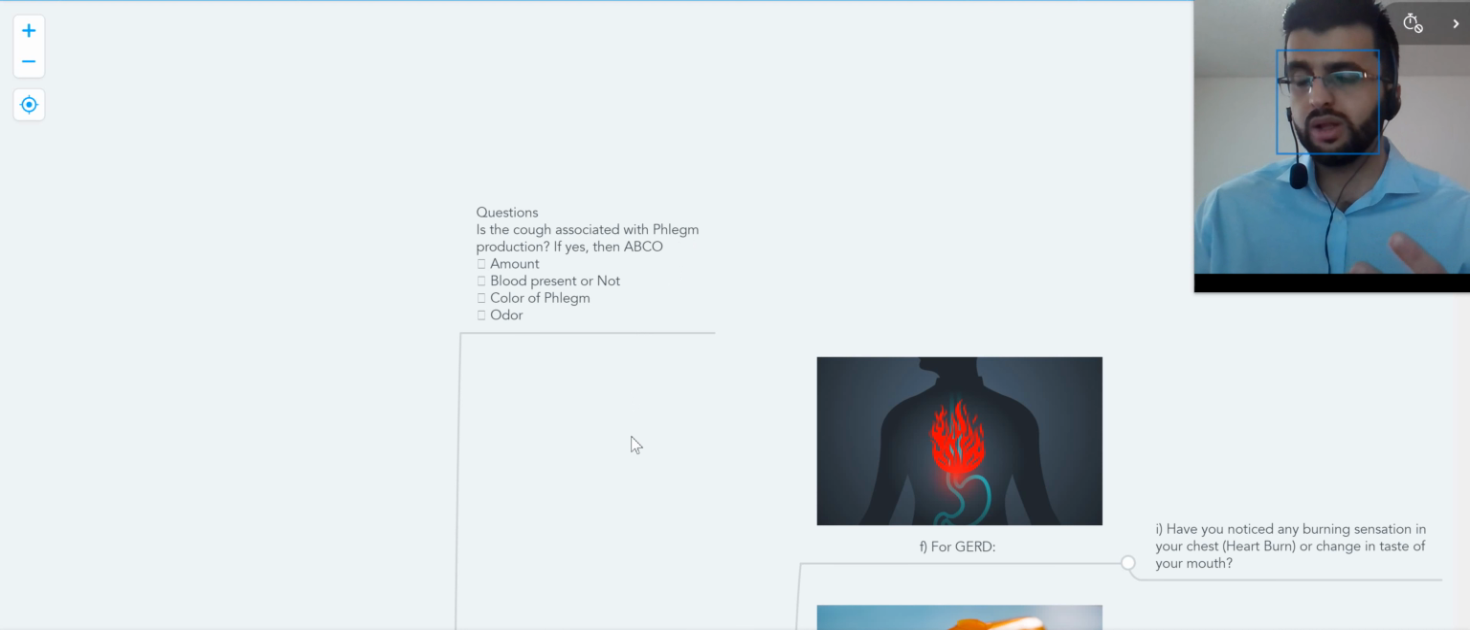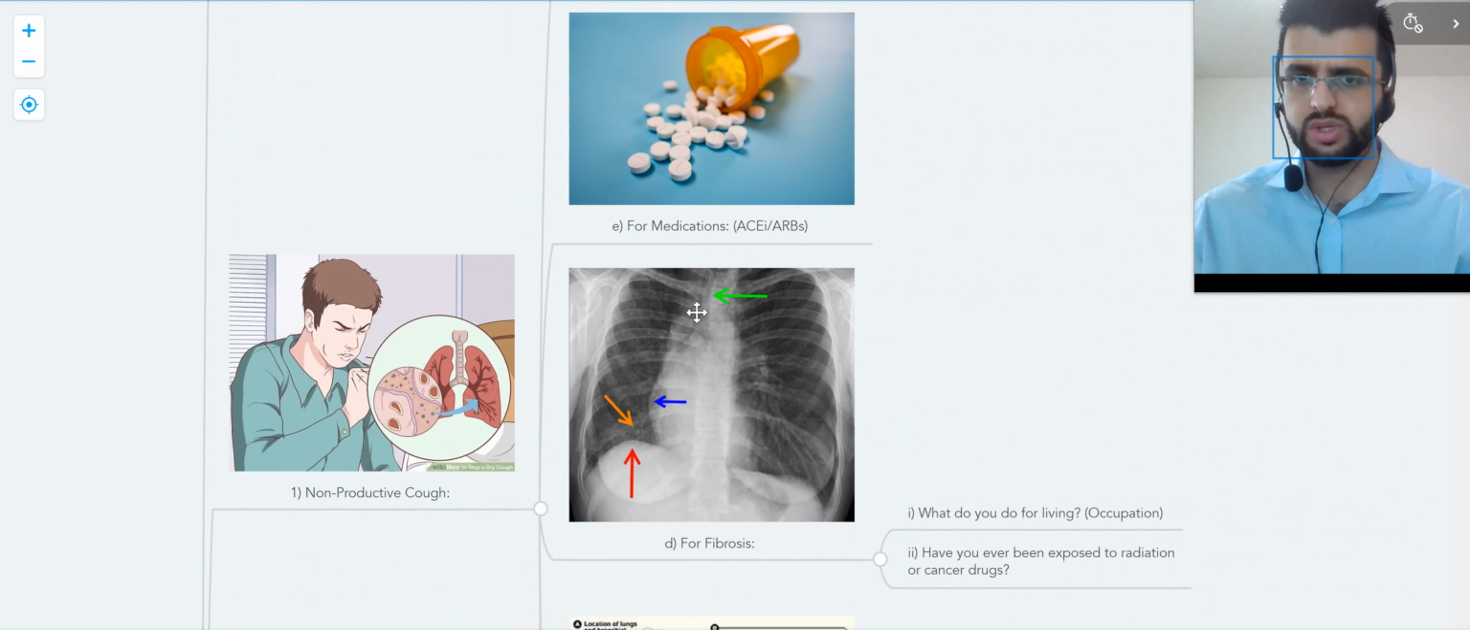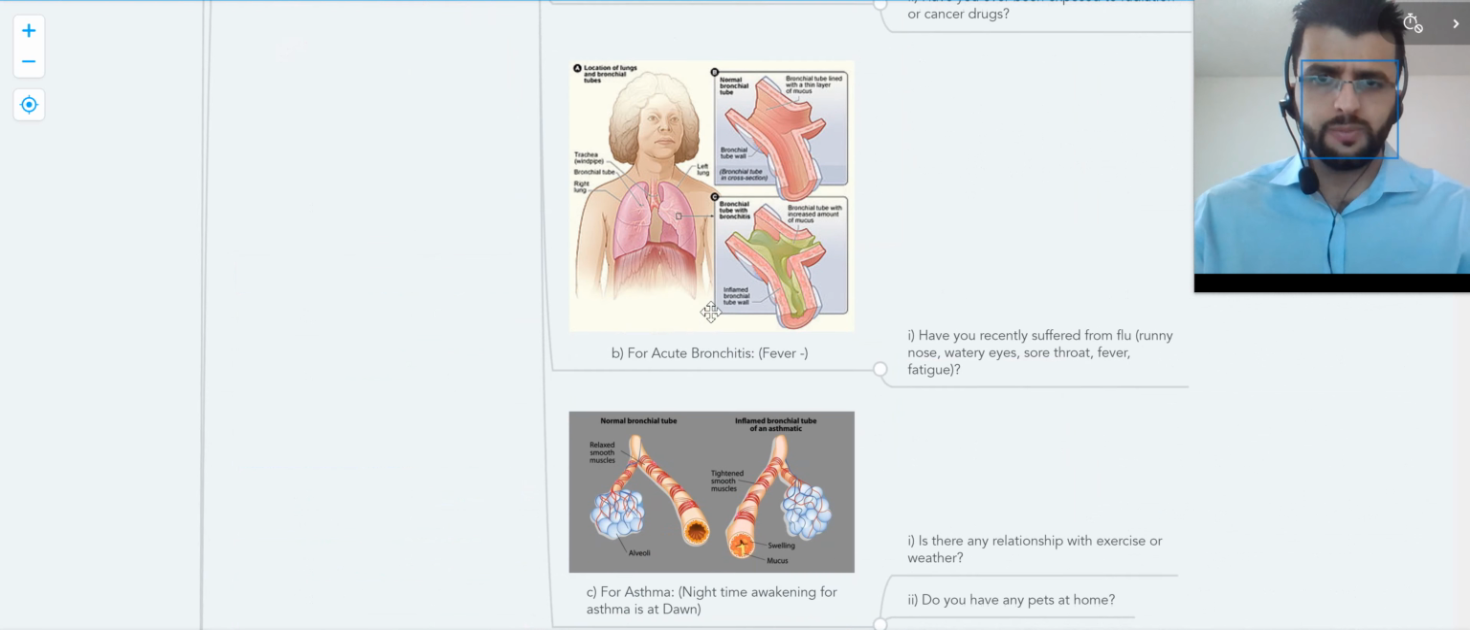Okay. So now for non-productive cough, if after these questions they say non-productive, then we have differentials. Could be GERD, could be medications like ACE inhibitors, like lisinopril can cause that. Fibrosis, acute bronchitis, and asthma. Those are the differentials for non-productive cough.